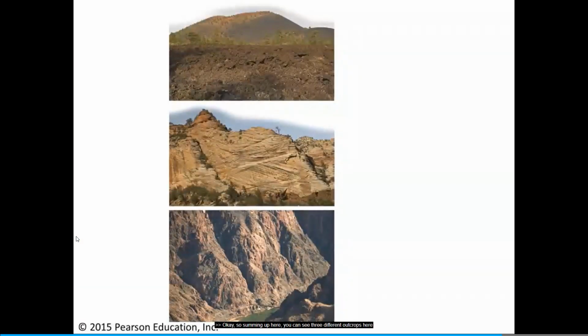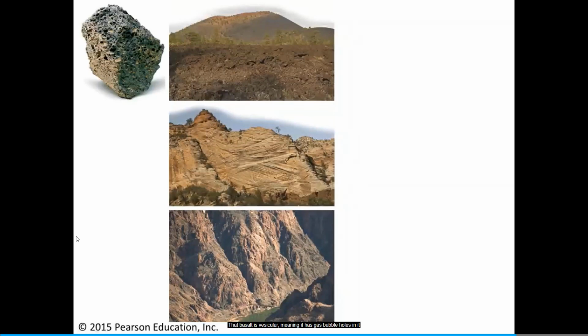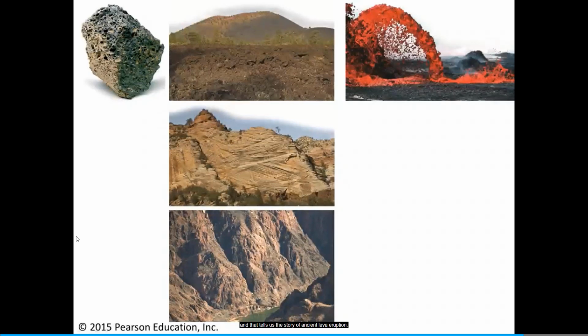Okay, so summing up here, you can see three different outcrops here, and these three different outcrops are made out of three different kinds of rock, which tell three different stories. The example up at the top shows a bunch of basalt. That basalt is vesicular, meaning it has gas bubble holes in it, and that tells us a story of ancient lava eruptions. So there was a volcano that erupted there at that site in the distant past.